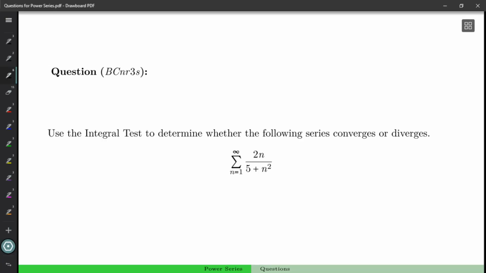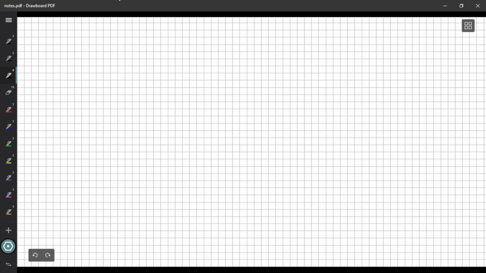Use the integral test to determine whether the following series converges or diverges. Okay, so n equals 1 up to infinity, 2n over 5 plus n squared. Now, if we're going to use the integral test, we need to be working with a function. And that function has to satisfy a few properties. Okay? So f at n of our function needs to agree with the values of the sequence that we're adding up.